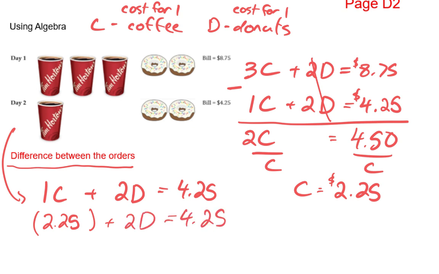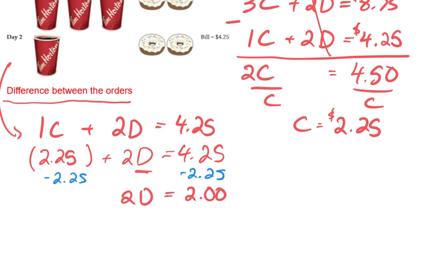And now I've got a little equation here that I can solve for d. Let's subtract 225 from both sides. To get d all by itself, 2d is going to equal 425 minus 225, which is just 200. Give ourselves a bit more room here. And then to solve for d, I'm going to divide both sides by 2, and I'll get d is equal to 1. So d represents the cost for one donut. That's going to be $1.